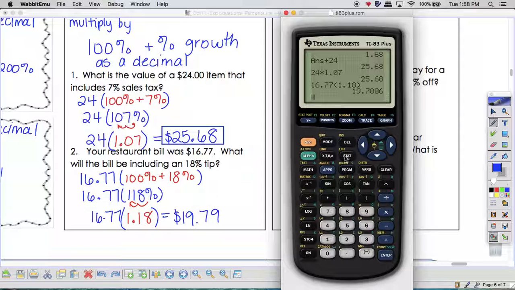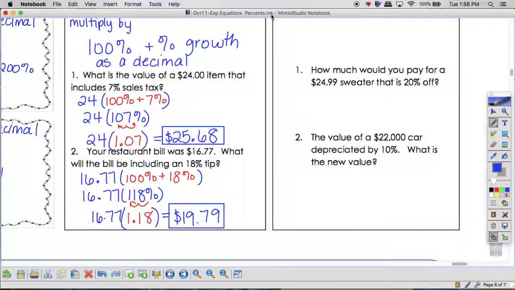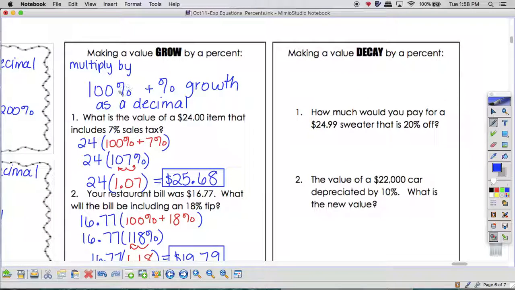$19.79. So again, if you want something to grow by a percent and you don't want to find the percent and then go back and add it, you're going to multiply by 100% plus the percent that you want it to grow. Okay, let's think about if we want something to decay by a percent.